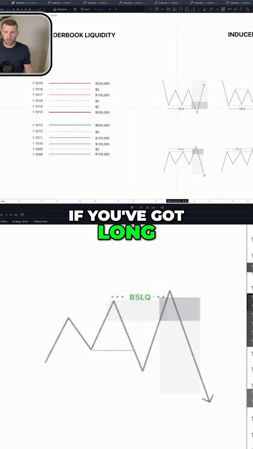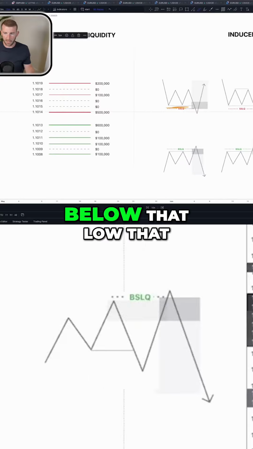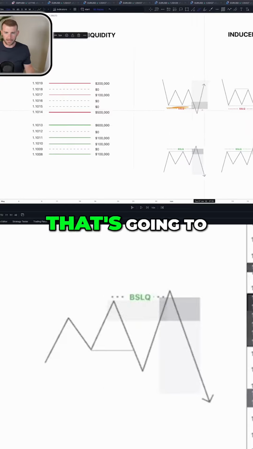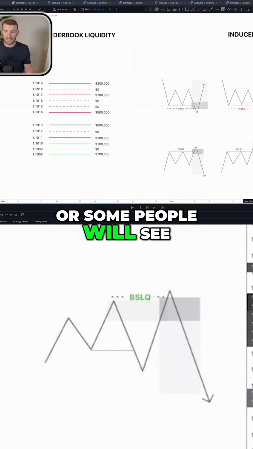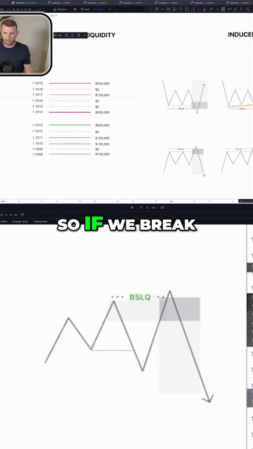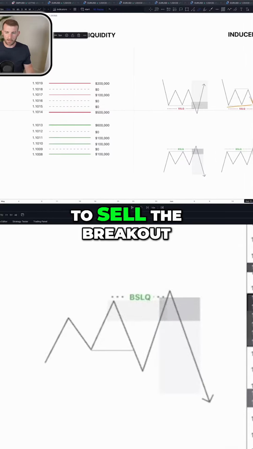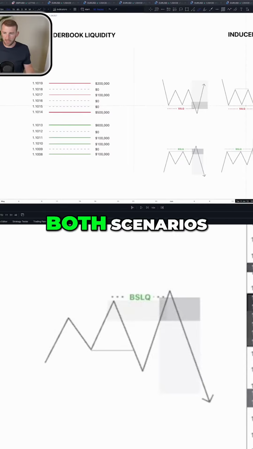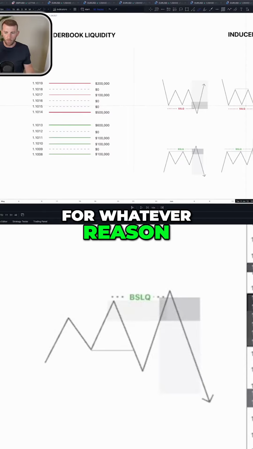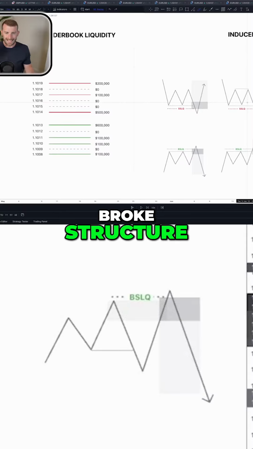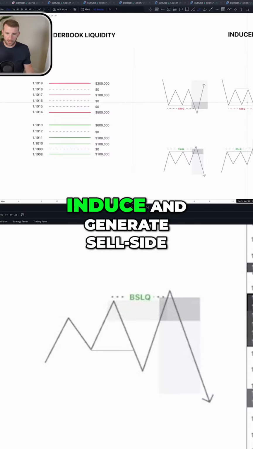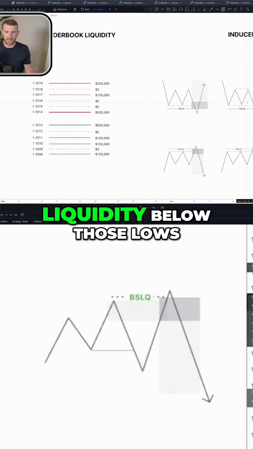If you've gone long, the stop loss is going to be below the lows, below that low that broke the high, and that's going to produce that sell side liquidity. Or some people will see that as a strong level, so if we break below it, they're going to want to sell the breakout. So in both scenarios, whether you see very obvious lows or a strong low that broke structure, it's going to induce and generate sell side liquidity below those lows.